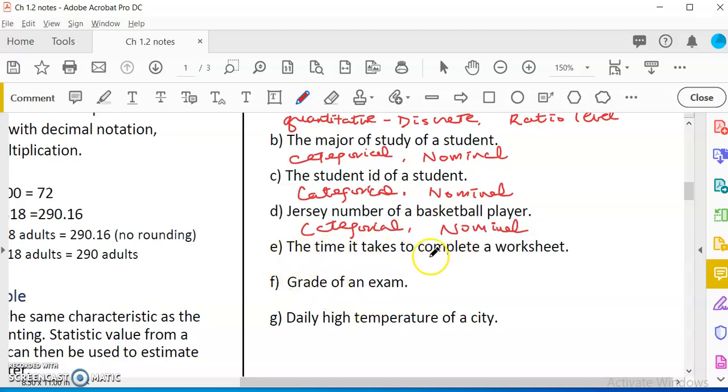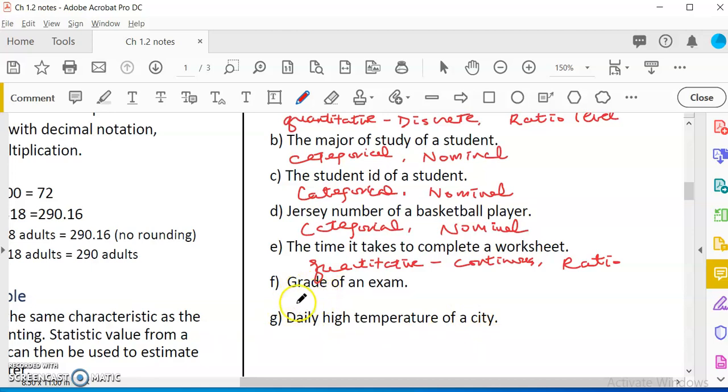Yeah, the time it takes to complete a worksheet. So time is a quantitative data of 1 second or 30 minutes or whatever. So it is quantitative. Is it a discrete data? It is continuous because you can think about there's any number in between 2 seconds or 2 minutes. And then it is ratio because when time is zero, it is really zero, although it is not meaningful. But when time is zero, it is zero.